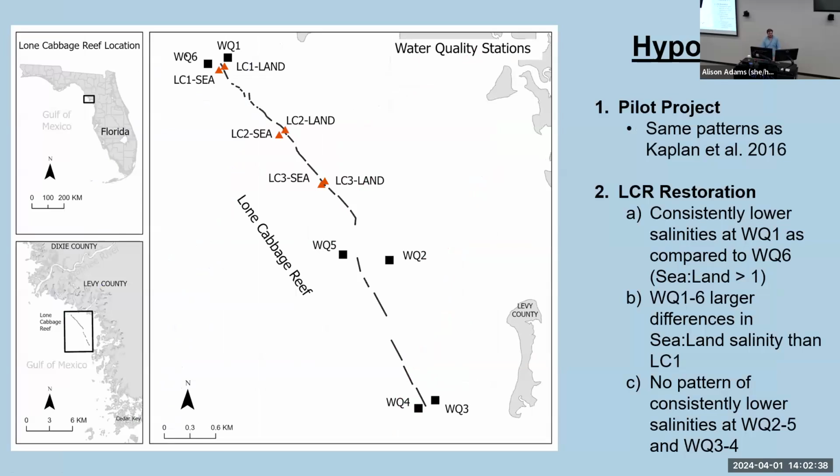Thinking about the Lone Cabbage Reef restoration, we would expect to find consistently lower salinities at water quality 1 as compared to water quality 6. That's because it's in that northern end of the reef close to the river mouth. Additionally, we would expect this amount of freshwater detention evidence to be higher, considering it is closer to the river mouth as compared to LC1. And then we would expect to find no pattern of consistently lower salinities at water quality 2.5 and 3.4 because they're lower than the LC3 sensor, which we found no evidence for previously.